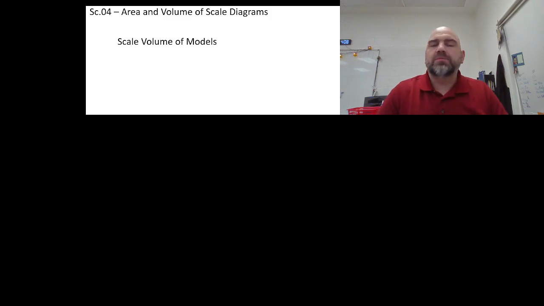Hello, and welcome to lesson number 2 in our area and volume of scale diagrams lesson. Today we're going to take a look at scale volume of models and how the volume of a model compares to the actual, using our scale factor. Our scale factor is useful when we're dealing with the dimensional change, with the area change, and then with the volume change.